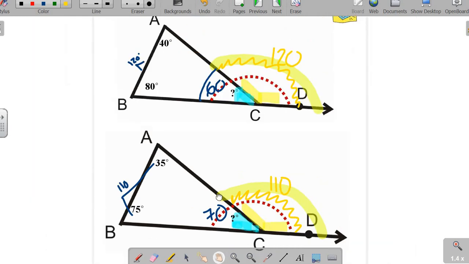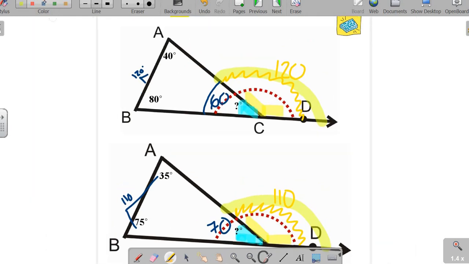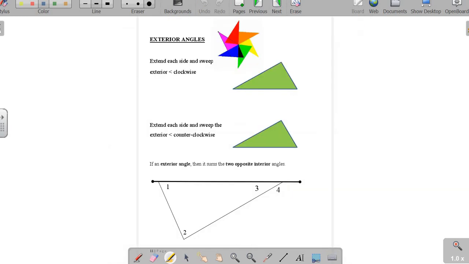Notice there's a pattern here. These two interior angles add up to the exterior angle. These two interior angles add up to this exterior angle. This is also based on triangles add up to 180. These are called exterior angles. Let me show you what exterior angles look like.